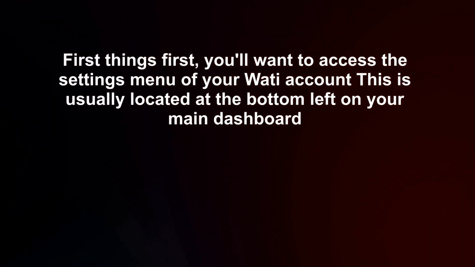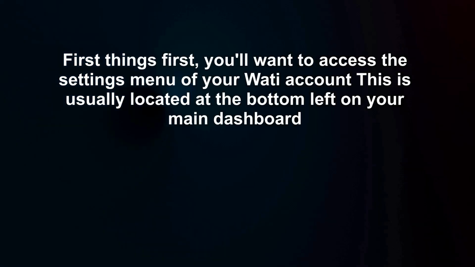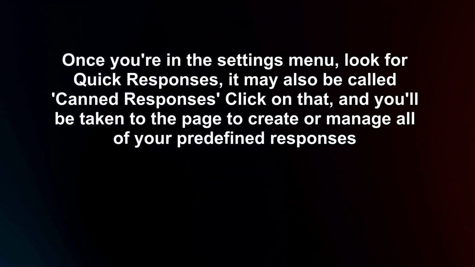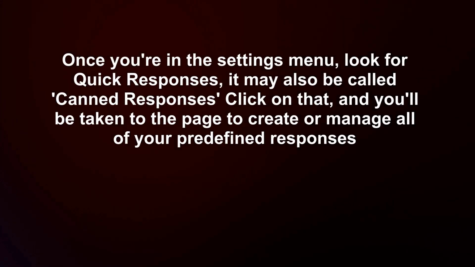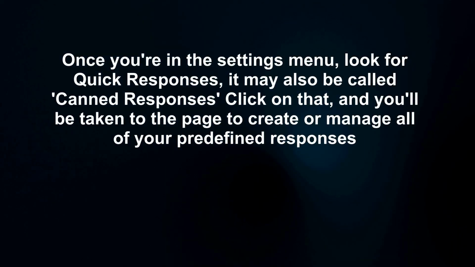First things first, you'll want to access the settings menu of your Wati account. This is usually located at the bottom left on your main dashboard. Once you're in the settings menu, look for quick responses. It may also be called canned responses. Click on that, and you'll be taken to the page to create or manage all of your predefined responses.